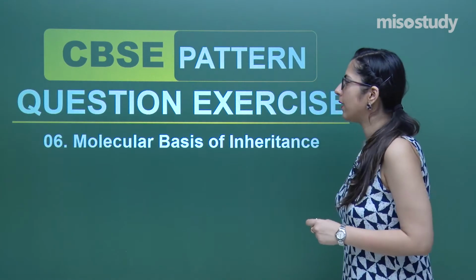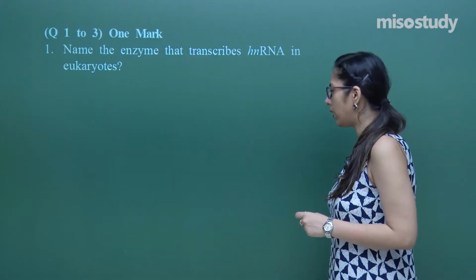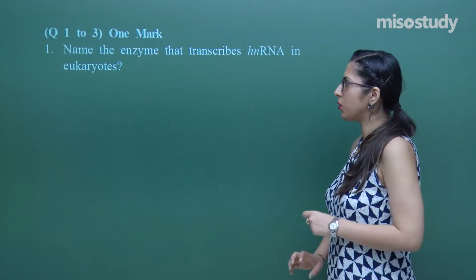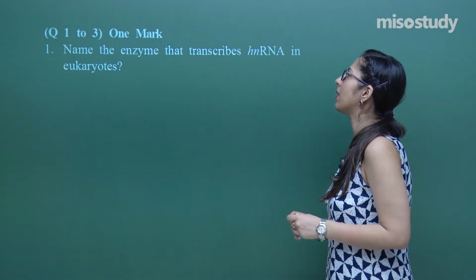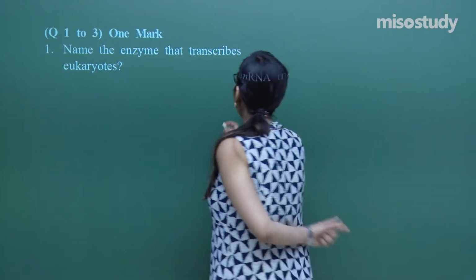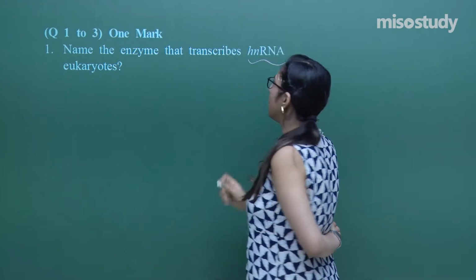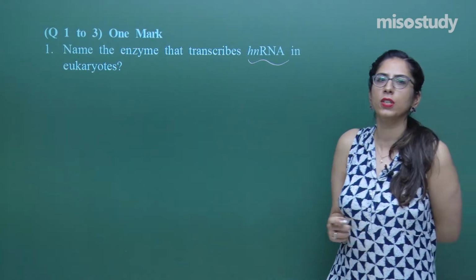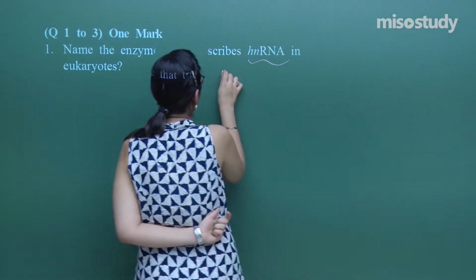Now let's start today's session with question number 1. Question number 1 is a 1 mark question. The question says, name the enzyme that transcribes hnRNA in case of eukaryotes. First of all, tell me the full form of this hnRNA. hnRNA is heterogeneous nuclear RNA.